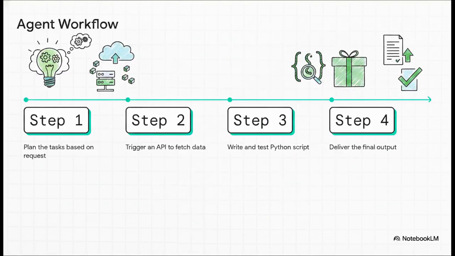Let's quickly walk through how this workflow actually plays out. An agent receives a really complex request. First, it plans the tasks. Then it might trigger an API to fetch some data. It reads that result, realizes it needs to process the data, so it writes and tests a Python script, and finally it delivers the output. It is a massive, massive escalation in both complexity and power compared to just a simple single-function call.